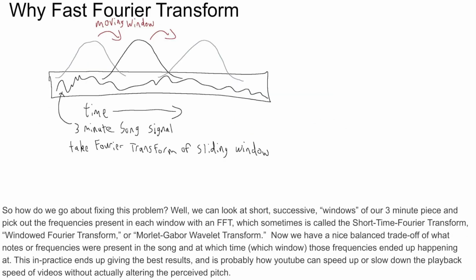So how do we go about fixing this problem? Well, we can look at short successive windows of our 3-minute piece and pick out the frequencies present in each window with an FFT, which is sometimes called the short-time Fourier transform, windowed Fourier transform, or Morlet-Gabor wavelet transform. Now we have a nice balanced trade-off of what notes or frequencies were present in the song and at which time, which window those frequencies happened in. This in practice ends up giving the best results and is probably how YouTube can speed up or slow down the playback speed of videos without actually altering the perceived pitch.